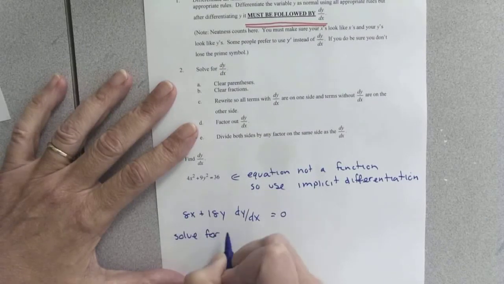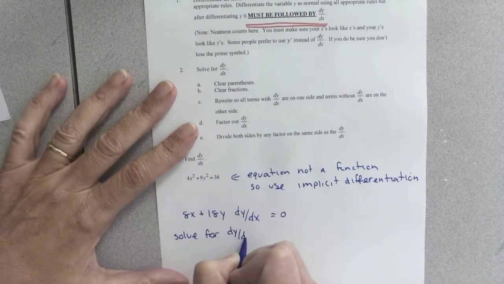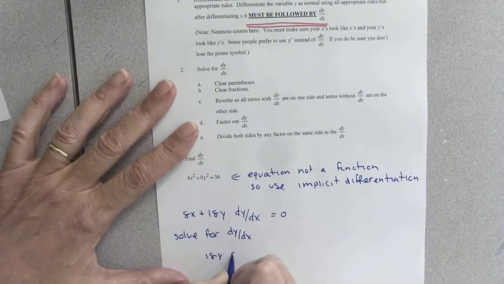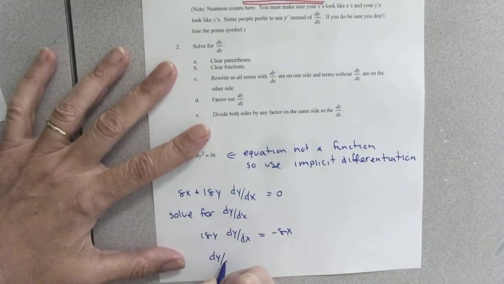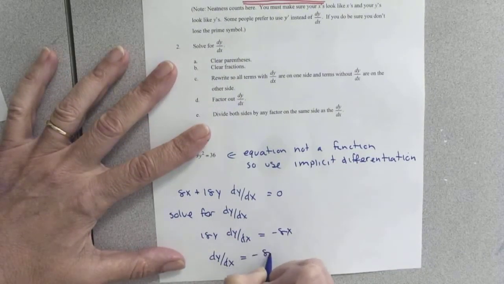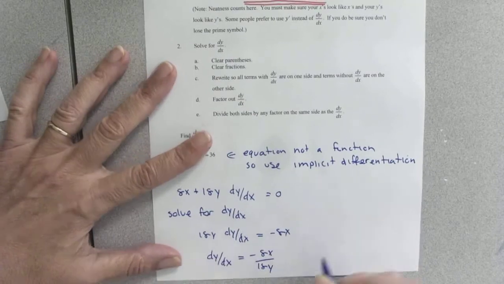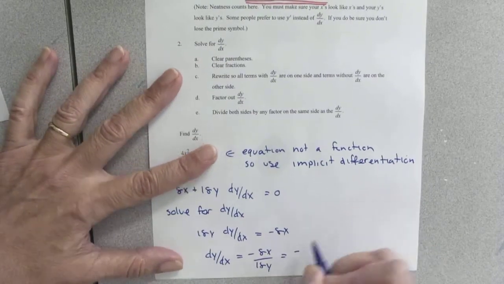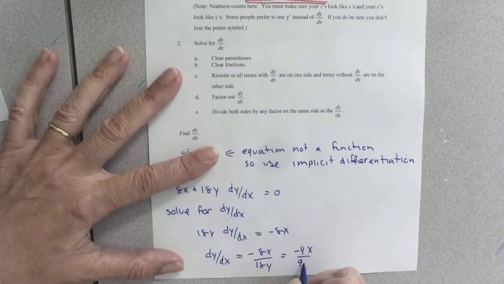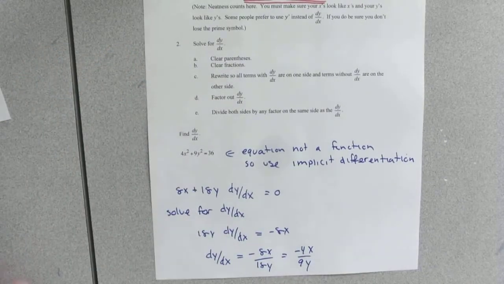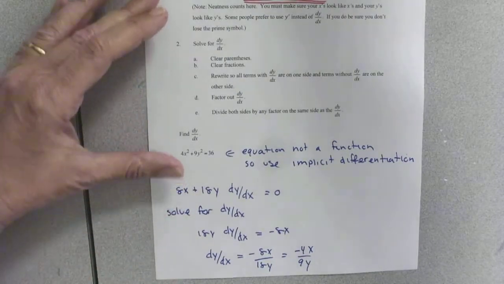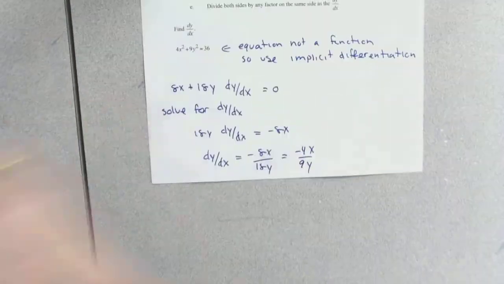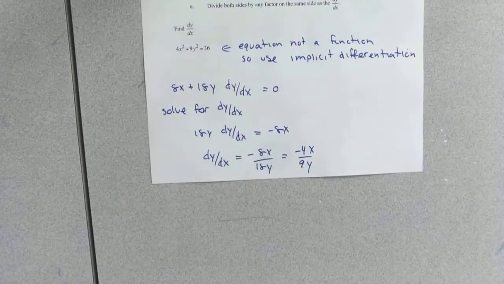Now I solve for dy dx. So 18y dy dx equals negative 8x. And so dy dx equals negative 8x divided by 18y, or what? That's negative 4x over 9y. And there's my first implicit derivative. Started off with an easy one. Okay, next one's going to be more challenging.